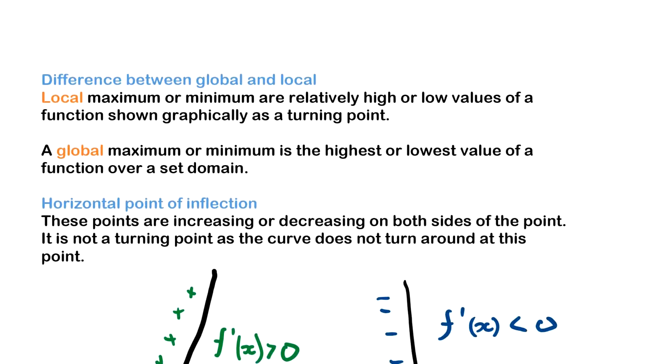So we do have two types of these. We have a global and a local. So a local maximum or minimum are relatively high or low points. They're not necessarily the highest or the lowest, but they're relatively high or low points for a function. Now a global maximum or minimum is the highest or lowest value of the function in the set domain given, so over the certain values of x's.